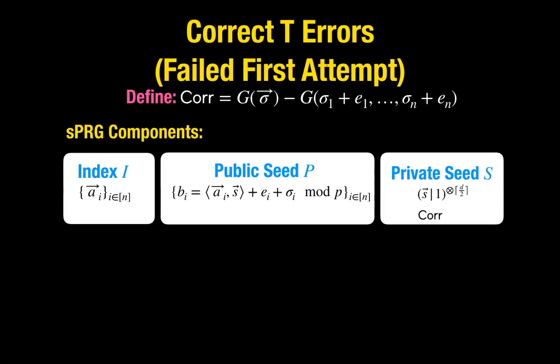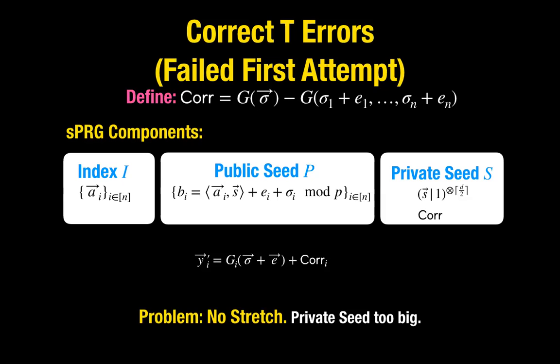Now the goal is I'm going to utilize this correction. What I want to compute is this value y prime i, the ith coordinate, which is g_i of sigma plus e, that you can compute, plus the correction entry i. Note that from the computation it adds the offset, and by definition it's the right value. So that's my goal. And now I want to somehow put this correction vector in the private part of the seed by encoding it somehow, such that I'm able to do this computation.